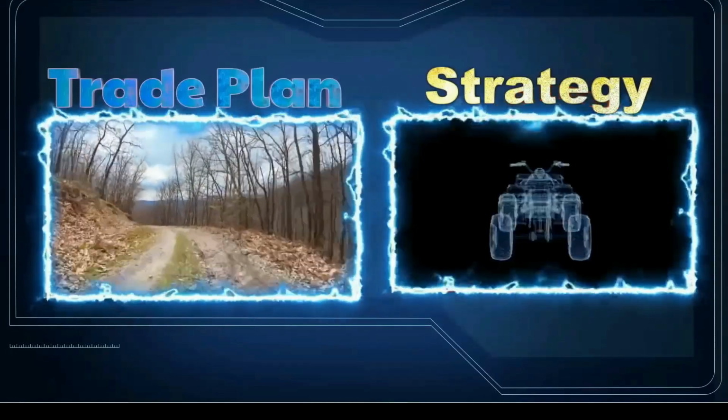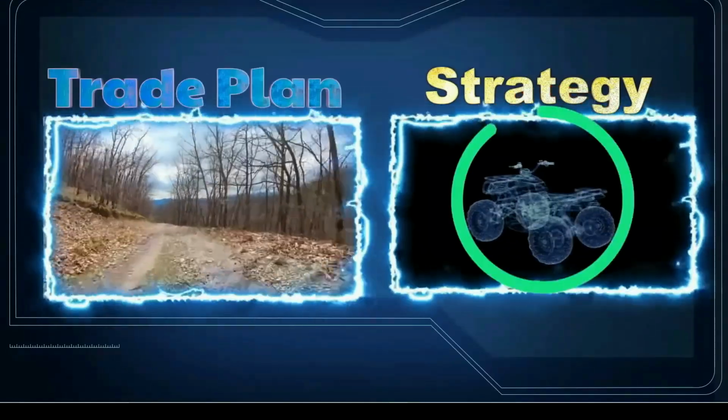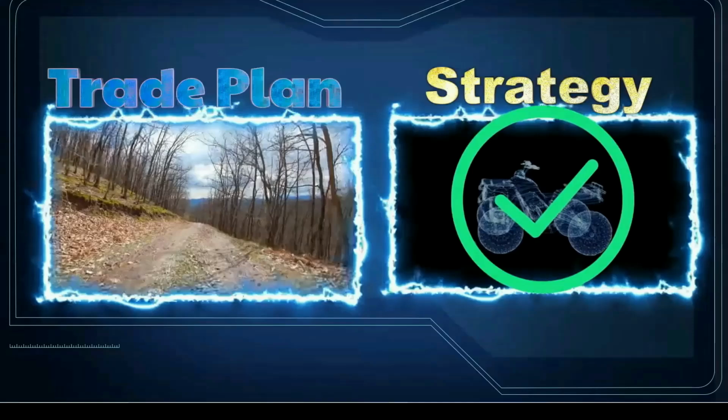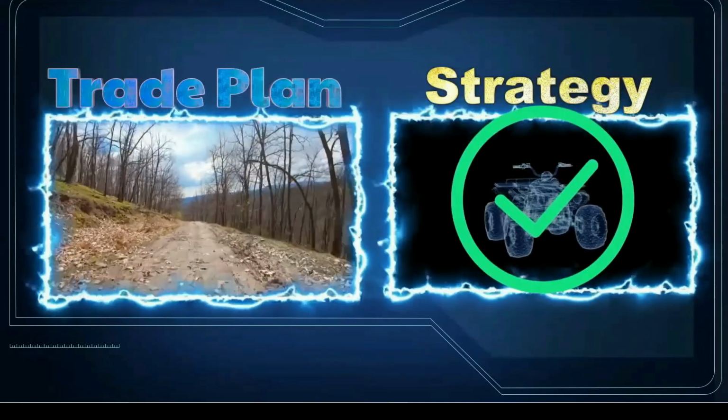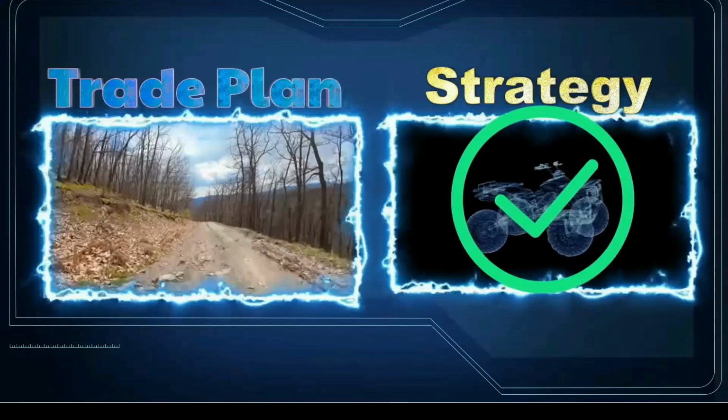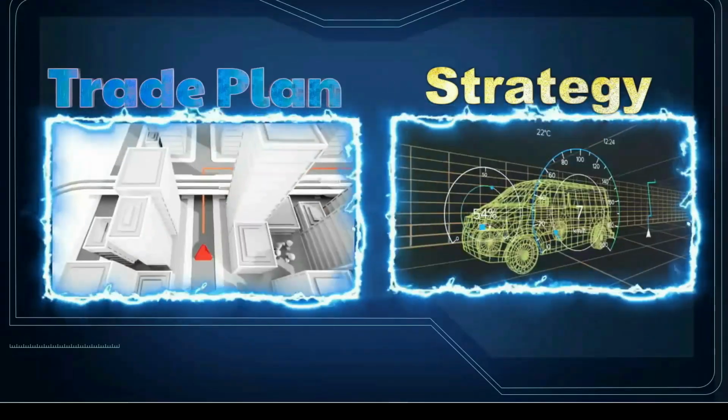The trade plan is your roadmap. It's where you're going. The strategy is how you're going to get there. And the strategy has to fit your trade plan. If you're going off-road, you need an off-road vehicle. If you're driving through the city, maybe you need a city vehicle.